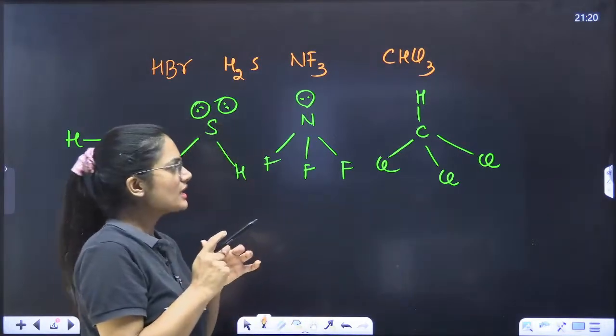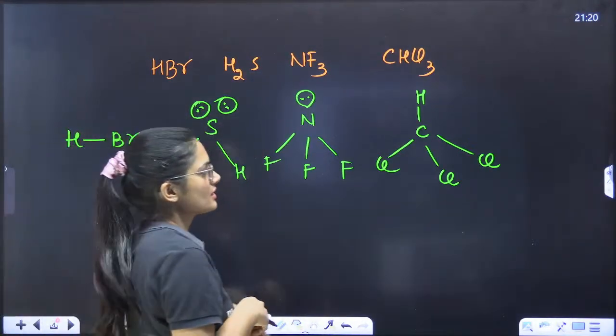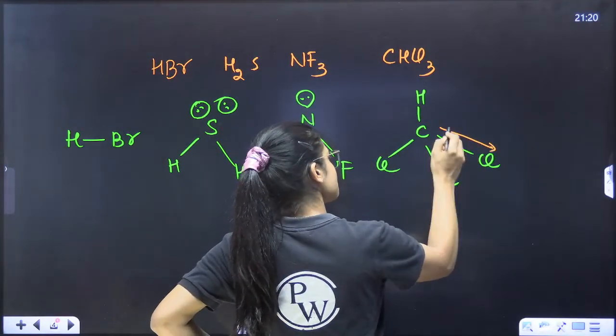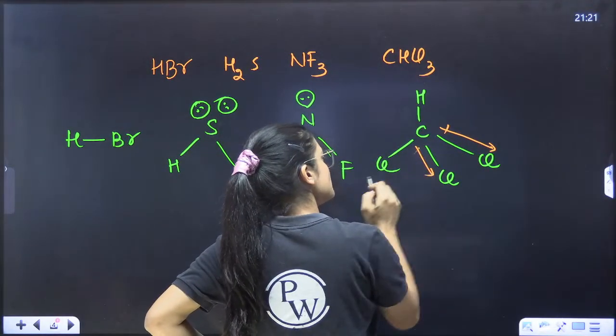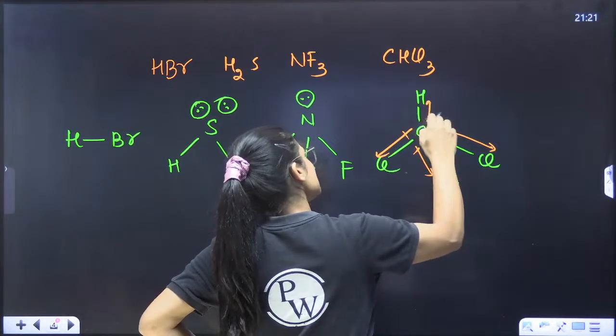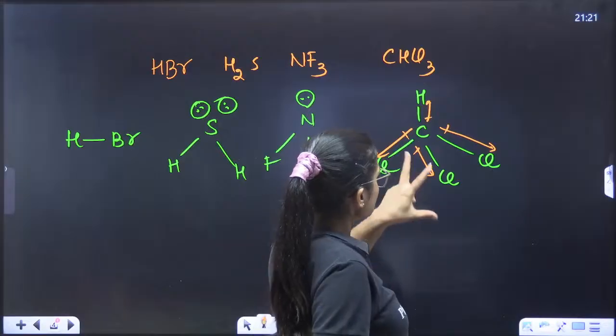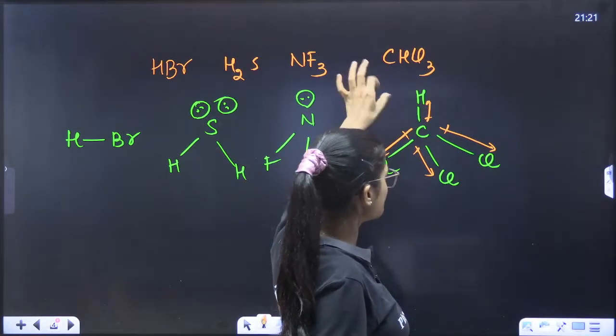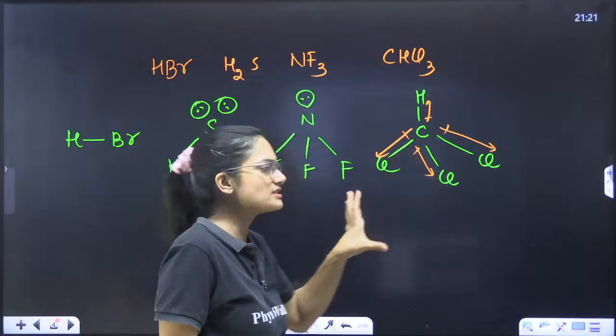So, in case of CHCl3, between carbon and chlorine, there is electronegativity difference. Dipole moment is in this direction, in this direction, and here in this direction. This bond is almost non-polar. So the resultant of these two will be in this direction, but they won't be cancelling each other. There is no cancellation here.